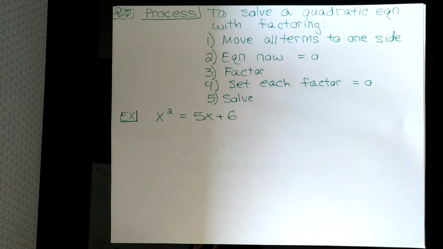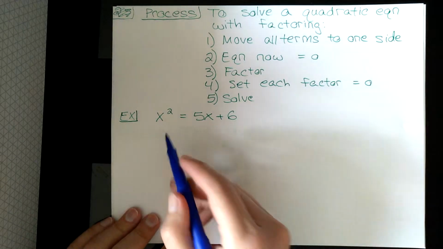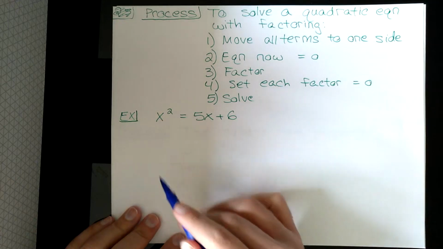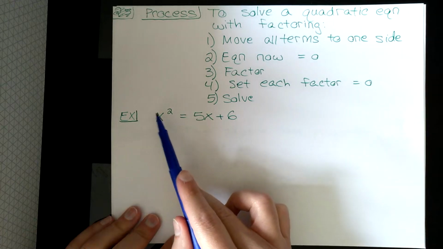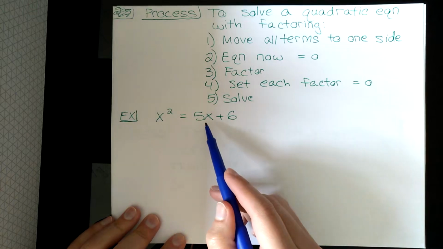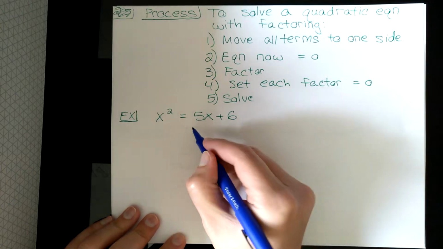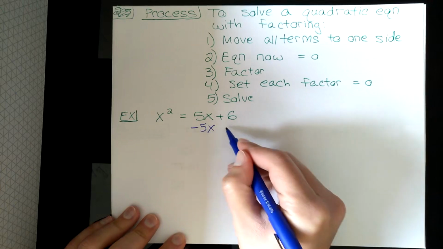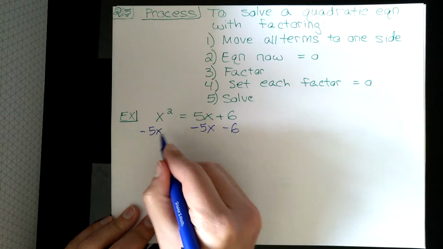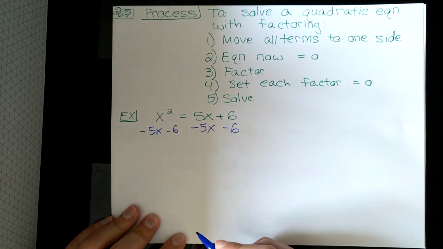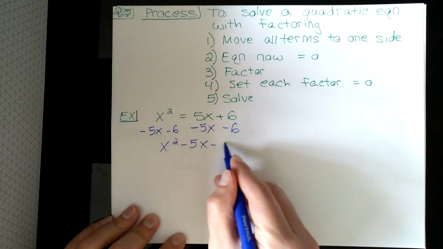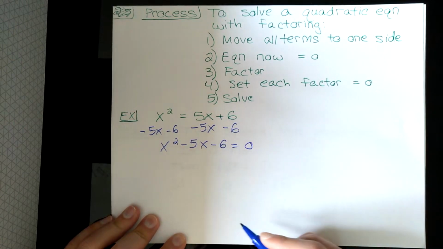So to start this off, we have x squared equals 5x plus 6. We're going to move everything to one side, and generally we want the x squared term to be positive. It makes things easier to work with, so we're going to move the 5x and the 6 to the other side by subtracting 5x and subtracting 6 from each side of the equation. And when we do that, we get x squared minus 5x minus 6 equals 0.